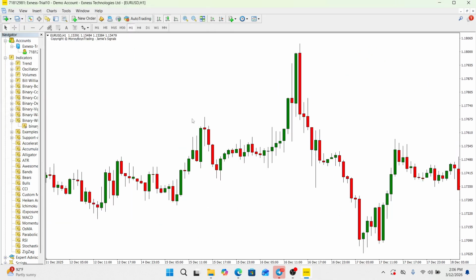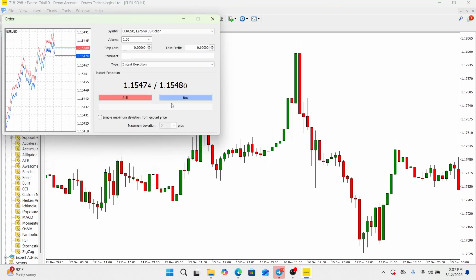Now let's head on to explaining lots. A lot is simply the position size or volume, how many units of currency you're buying or selling.